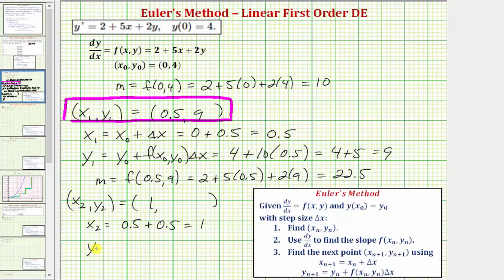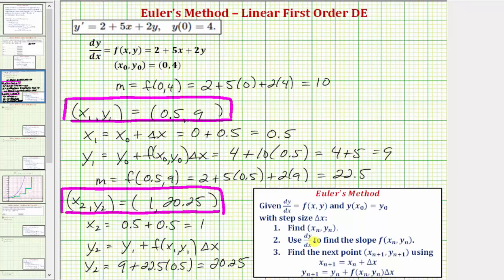And now y sub 2 is equal to y sub 1, the previous y coordinate, plus the slope at the previous point, which is f of x sub 1 comma y sub 1, which we already found here, times delta x. So y sub 2 is equal to 9 plus 22.5 times 0.5, which comes out to 20.25. So x sub 2 comma y sub 2 is 1 comma 20.25.